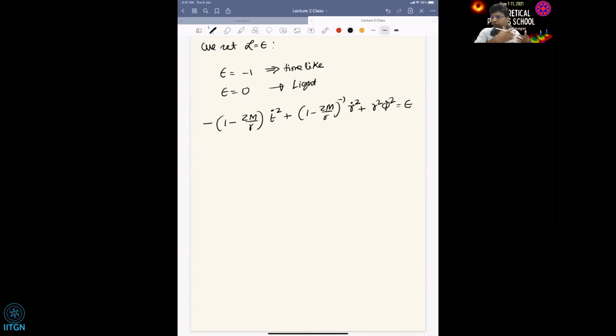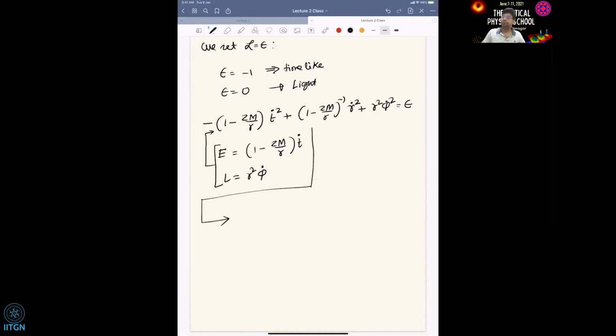Now we want to understand how to convert this equation. Technically we don't even want to integrate it, because we already know the constant of integration, E, the first integral of the motion. So we'll just use two other equations: the definition of E, (1 minus 2m by r) into t dot, and L equal to r square phi dot. What we'll do is find the solution in terms of E and L. If we substitute these here, what you get is this.